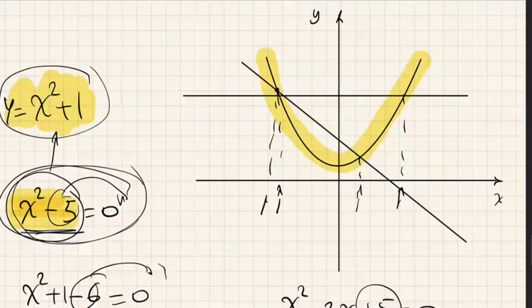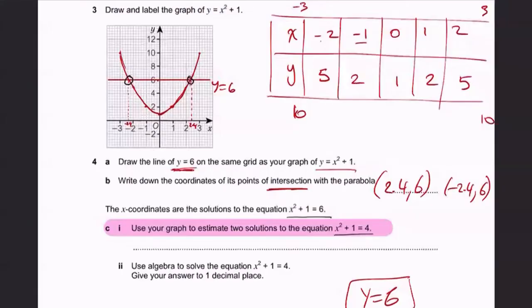Okay, let's go back to our sheet. Use your graph to estimate two solutions of the equation x squared plus 1 equals 4. So now it's the same. This is my graph already. I want to draw this one, which is y equals 4. Y equals 4 will be here. So you go to this x and this x. This is the solution of your equation x squared plus 1 equals 4.